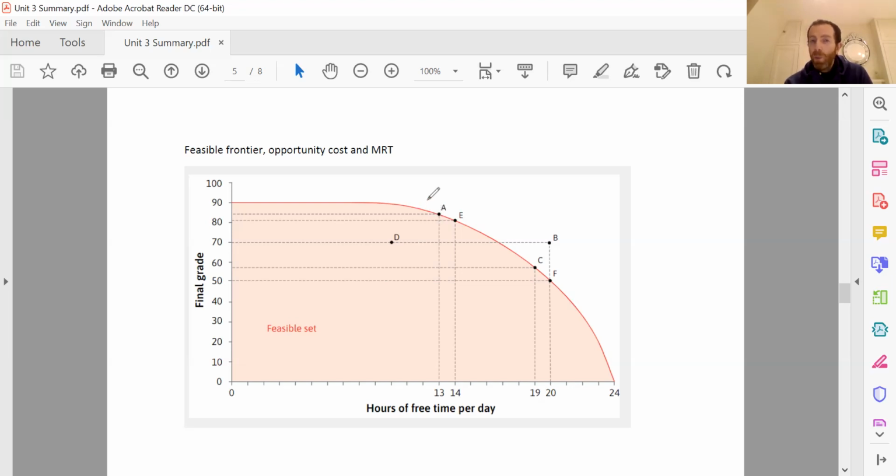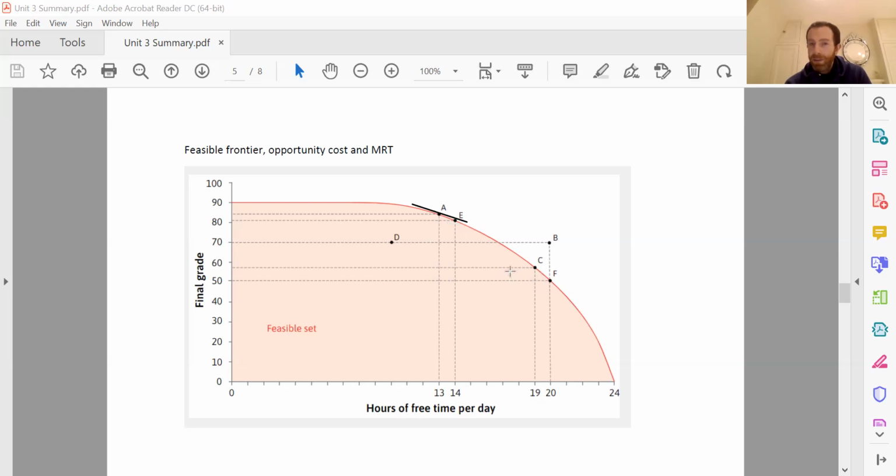And what we can think about, just like with the marginal rate of substitution, is we can think of what I just did in numbers. Sorry, that's a bit bad. It's sort of thinking about the slope of a tangent at point A. And the slope of the tangent at point A is what gives us the marginal rate of transformation at point A. It's telling us, what does Alexei have to sacrifice at point A in terms of the grade to get 1 more hour of free time?